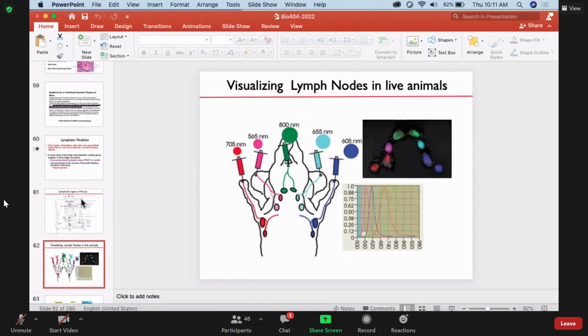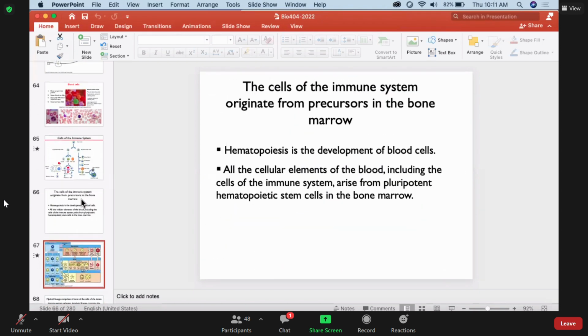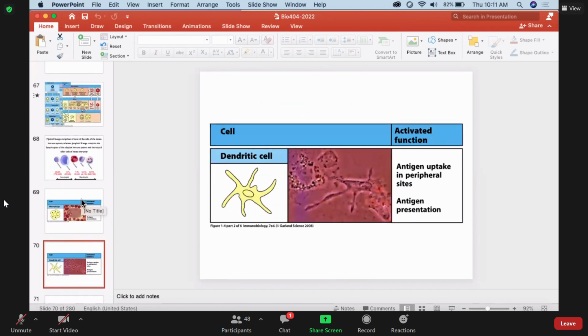Anyways, I think now we can actually start. Is Peyer's patches part of tertiary lymphoid organs? Yeah, you tend to call them tertiary lymphoid organs. They are not actually secondary lymphoid organs.